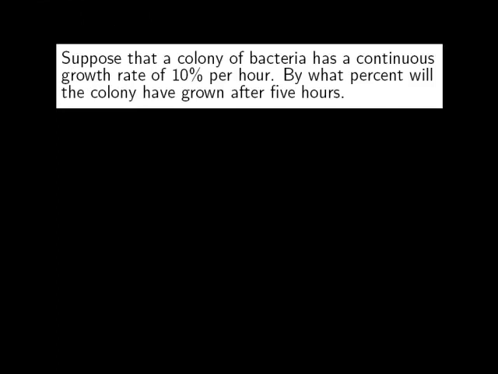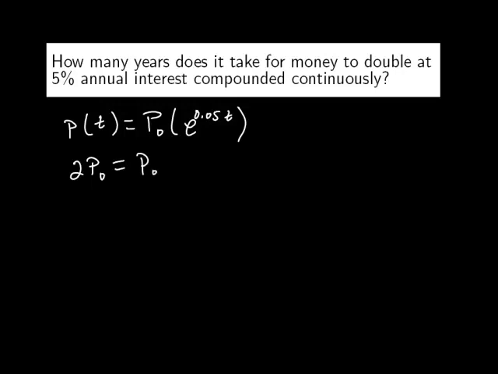Alrighty, here's the example. Example 1: how many years does it take for money to double at 5% annual interest compounded continuously? So let's note first that the formula will be P of t equals some initial amount P naught times e to the rt, and our r is 0.05, so 0.05t. Now we need our initial investment P naught to double. So I need to find the time t such that my money has accumulated to 2 P naught. So 2 P naught equals P naught times e to 0.05t.